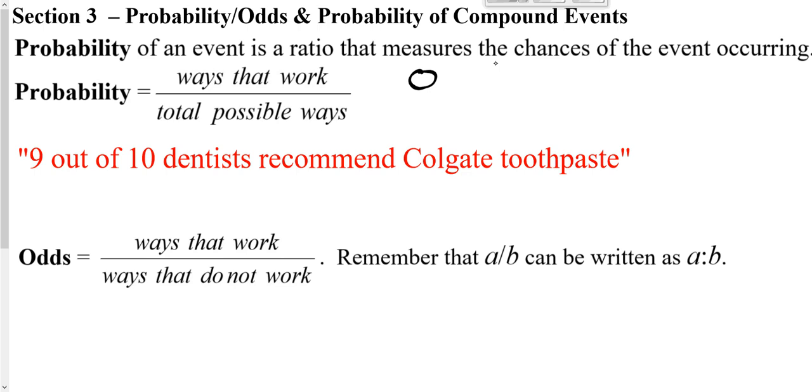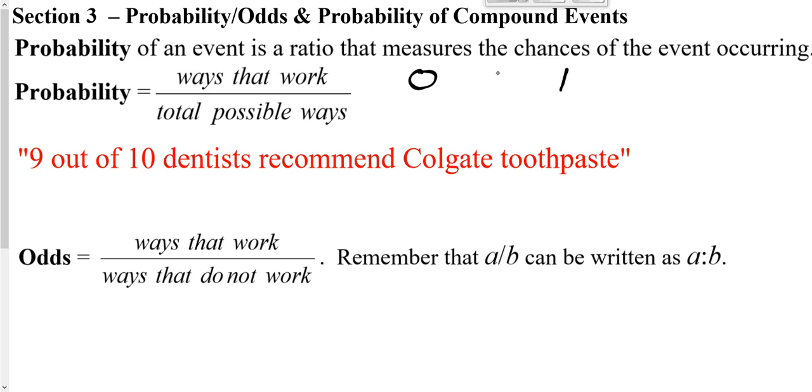And probability ranges all the way up to 100% or 1, because the ways that work is never larger than the total number of options. It can never be larger than 1. So probability always ranges between 0 and 1. That's not the case with odds. Odds could be larger than 1, don't have to be.